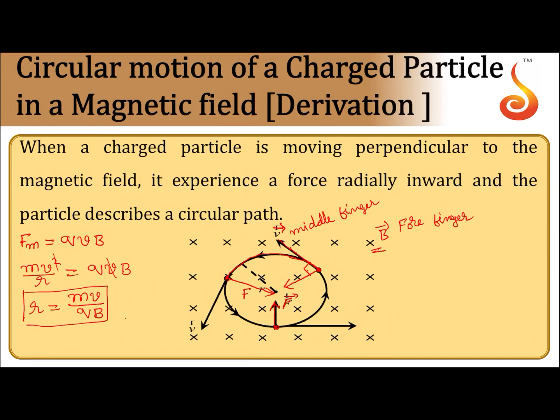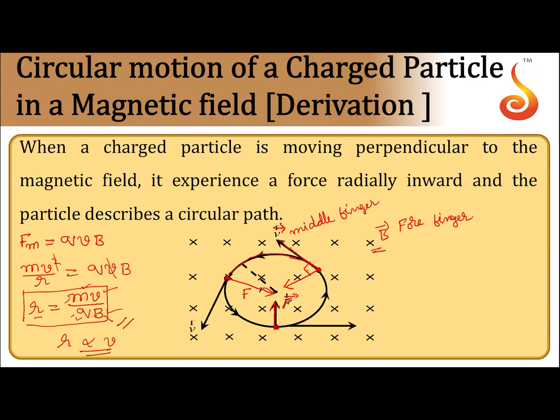So the radius of the circular path depends on the mass of the particle, velocity of the particle, charge and magnetic field. For a given particle, mass and charge will be constant. Suppose in the given region the magnetic field is kept constant, if it is kept uniform, then r is directly proportional to v. More is the velocity, more will be the radius of the circular path.